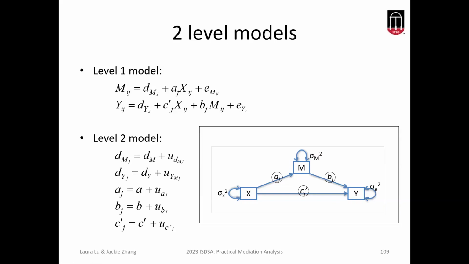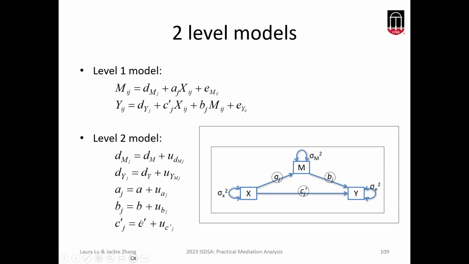We also have a level 2 equation. What does that mean? We can get the average of all the random effects. For example, I can get the average of the mean of M, the average of the mean of Y, the average of the random coefficient A, the average of BJ, and get C prime, which is the average of CJ prime. So we have the level 2 model.